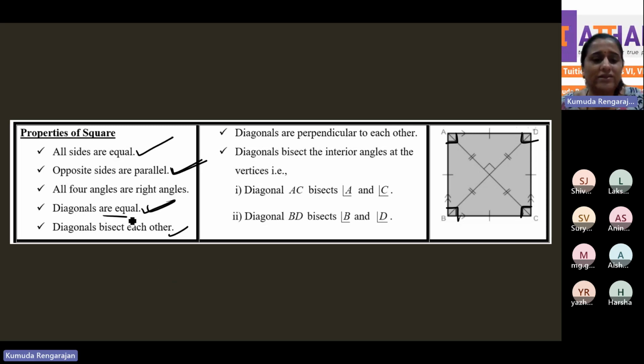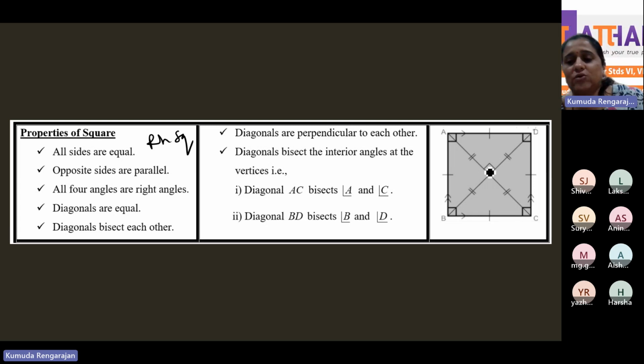So if the diagonals are equal, they will be perpendicular. Sorry, I shouldn't say that, because this happens only in a rhombus and square. Let me put it like this: only where all the sides are equal. In a rhombus and square, all the sides are equal. Only there, where all sides are equal, the diagonals also will meet at right angles.